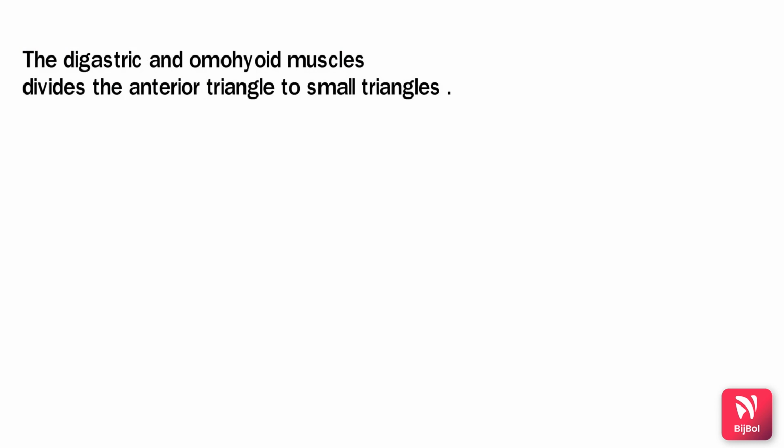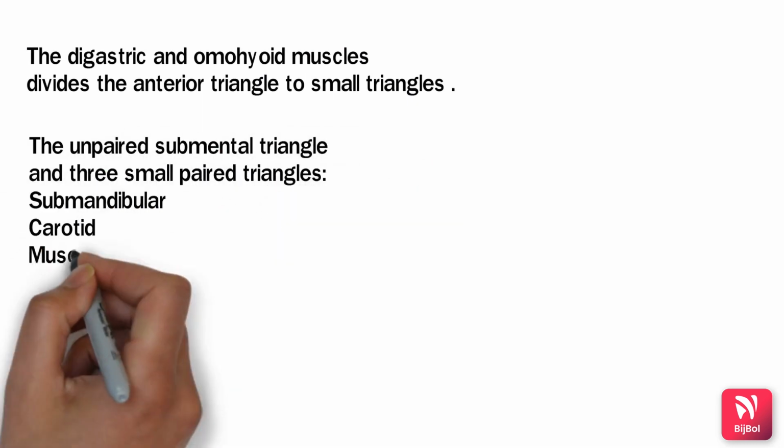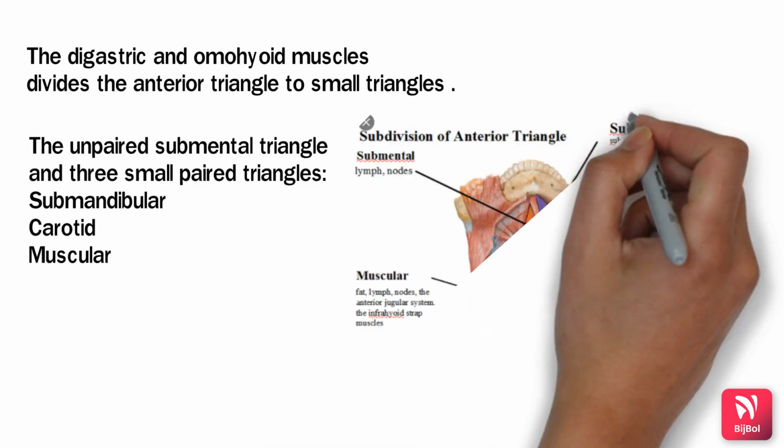The anterior triangle is divided by the digastric and the omohyoid muscles into smaller triangles. What are those? The unpaired submental triangle and the three paired triangles. What are the paired triangles? That is the submandibular triangle, carotid triangle and the muscular triangle. So the anterior triangle subdivisions are the submental triangle, submandibular triangle, carotid triangle and the muscular triangle.